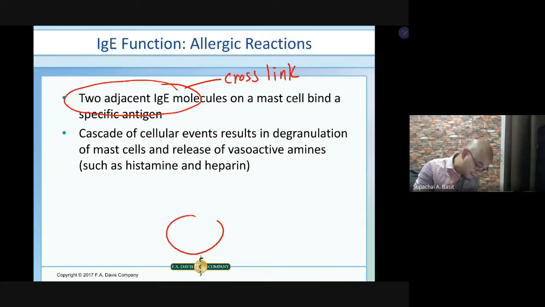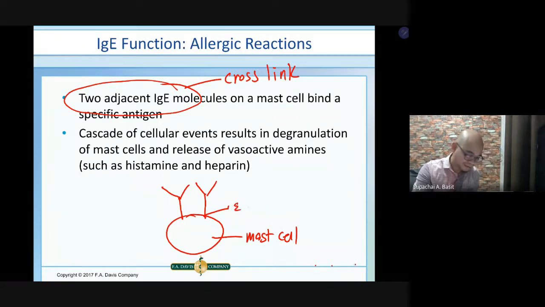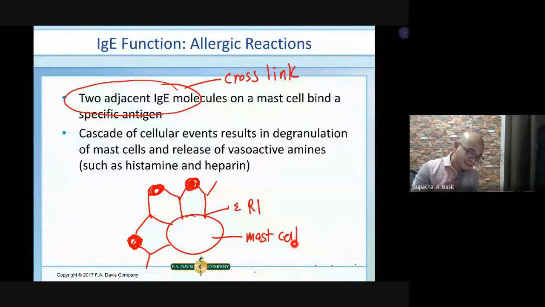So for example, this is the mast cell. And this is the epsilon RI. And then this is another immunoglobulin, and this is another immunoglobulin. If two adjacent molecules on the mast cells bind a specific antigen, we call it cross-link. By the way, the antigen here is specifically known as allergen because it stimulates allergic reaction.